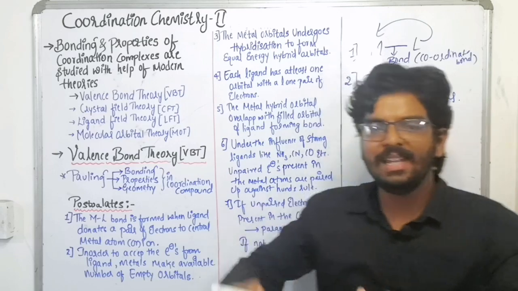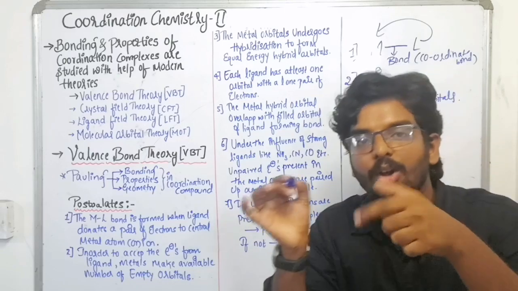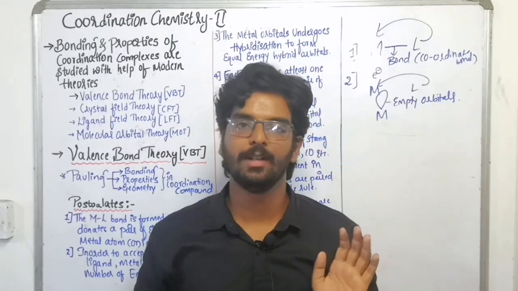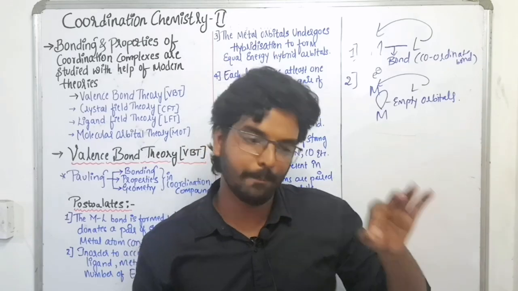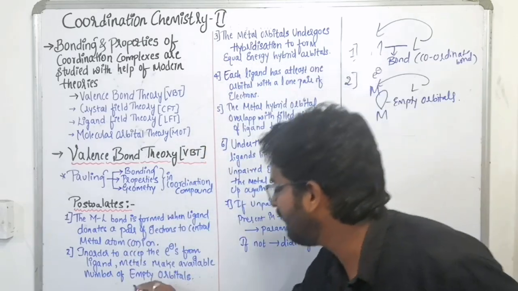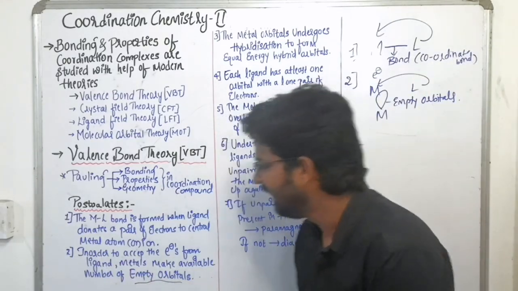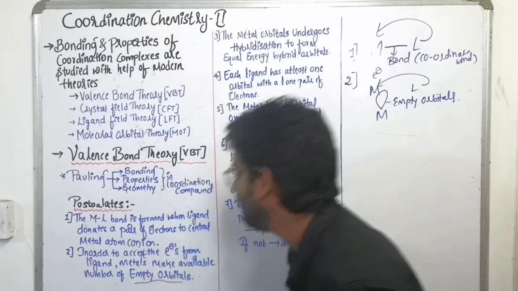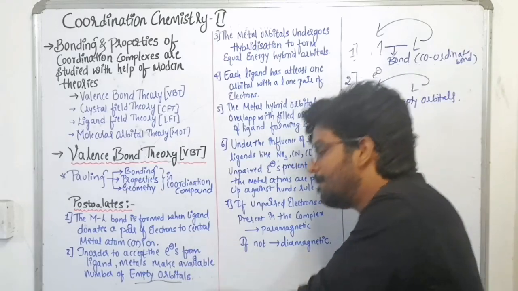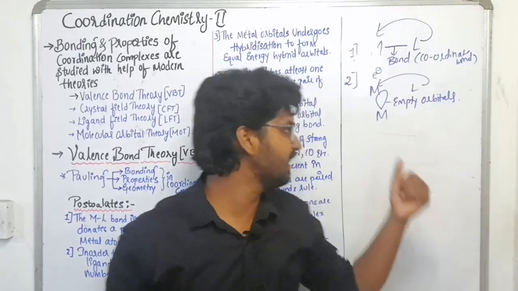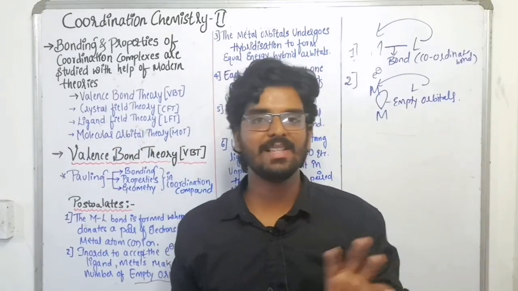So how many electron pairs are being donated? That many empty orbitals a metal must have. So before accepting the electrons, the metal must possess what? Empty orbitals. That is what Pauling is saying. In his second postulate he says that in order to accept the electrons from the ligand, the metal makes available a number of empty orbitals. See here. So the metal is going to make what? A number of empty orbitals equal to the number of what?